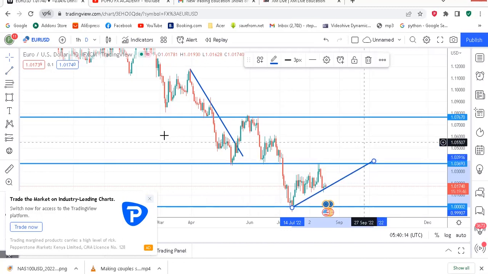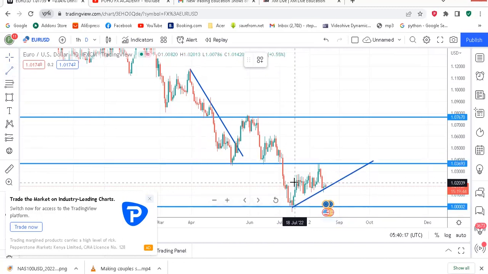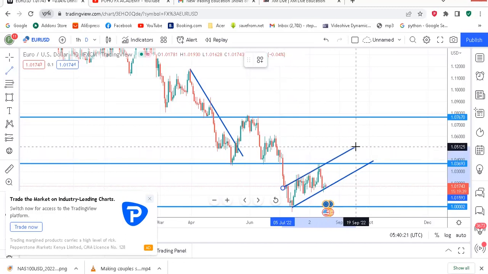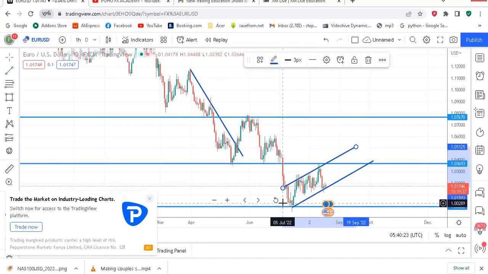So with all of this, we have our swing highs and our swing low. Our last swing low would be somewhere around here. Very straightforward, very clean, simple. It doesn't need a lot of things.